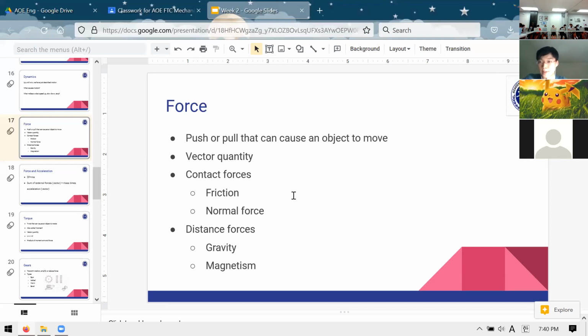The other kinds of force we deal with commonly are things like gravity and magnetism. Hopefully you're all familiar with gravity. It's the force that makes things fall down towards the center of the earth. If you drop an object, it's going to naturally move towards the center of the earth, which is the ground for most cases.